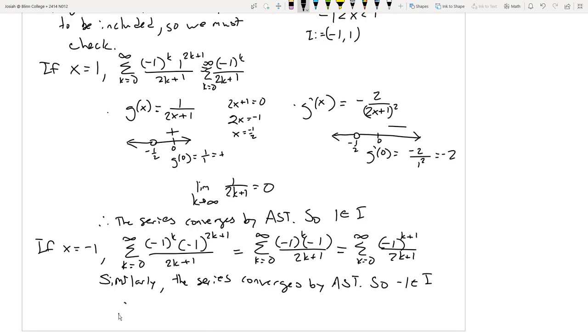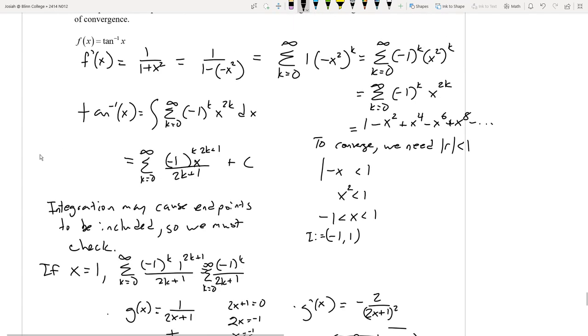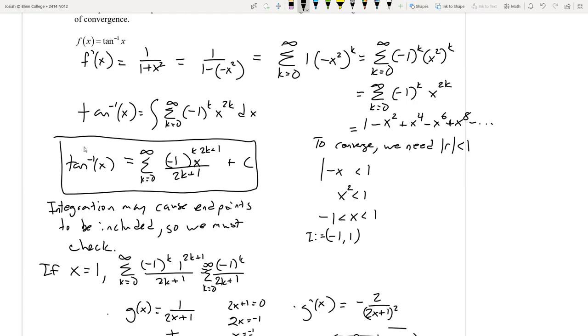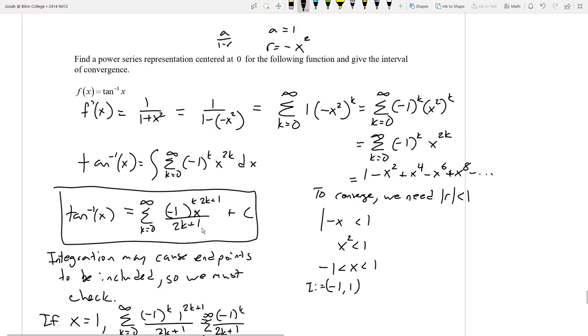And therefore, I is defined to be equal to negative 1 to 1 inclusive. And so that's our interval of convergence. And we'll go ahead and box our series as well. Right, actually, we don't need the plus c either. We can figure out what c is equal to. Plug in 0, we get 0. Plug in 0 here, we get 0 plus c equals 0, so c equals 0. So that's going to be our result then.